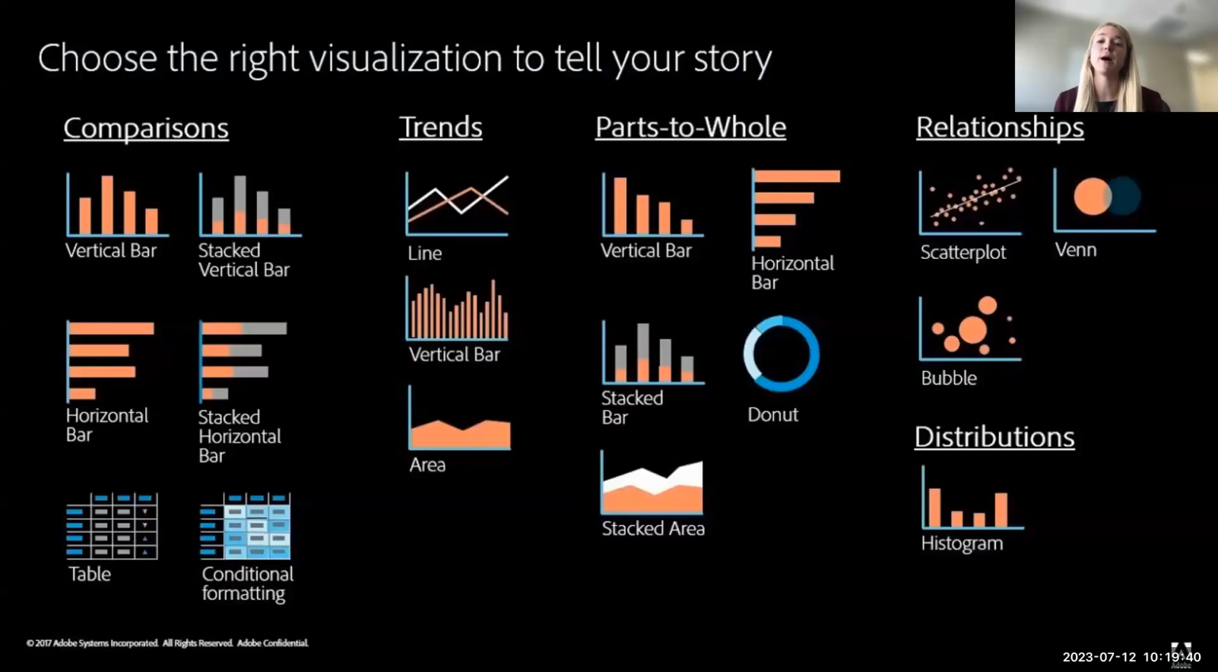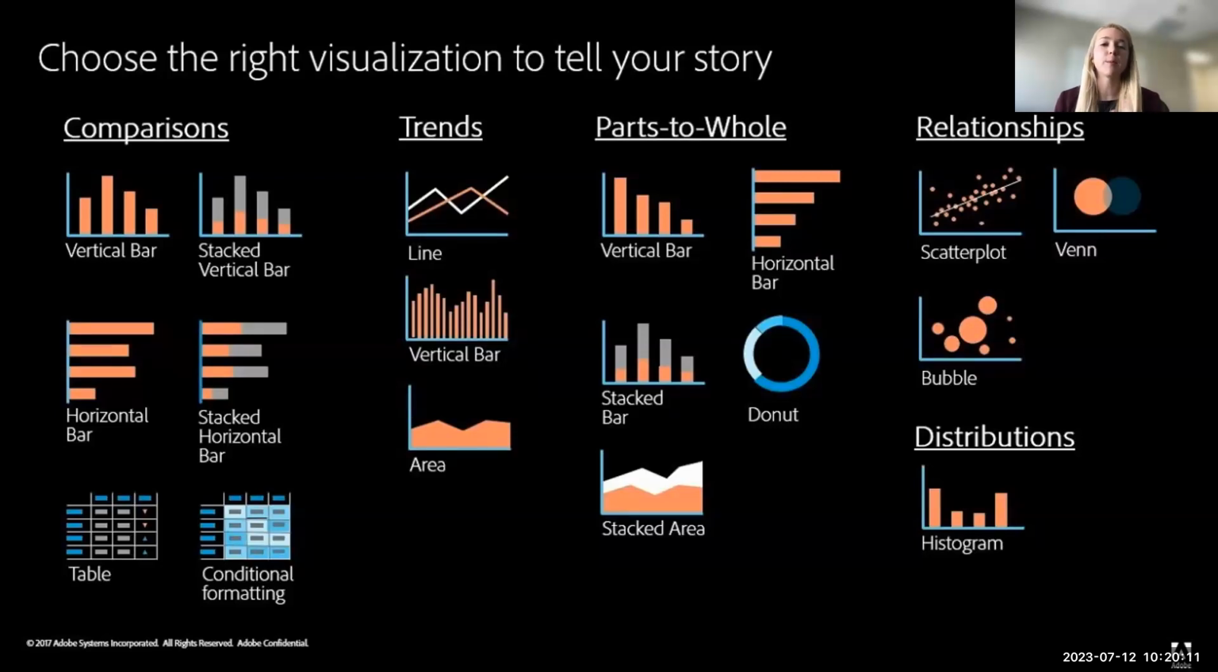So let's talk a little bit about the relationship between chart type and function. Among the most common visualization types are things like bar graphs, line graphs, pie charts, scatter plots, area charts. I'm sure most of you are familiar with those types of visualizations. On your screen now is an example from Adobe that sorts through the high-level visualization types into categories. These categories are comparisons, trends, parts to whole, relationships, and distributions.